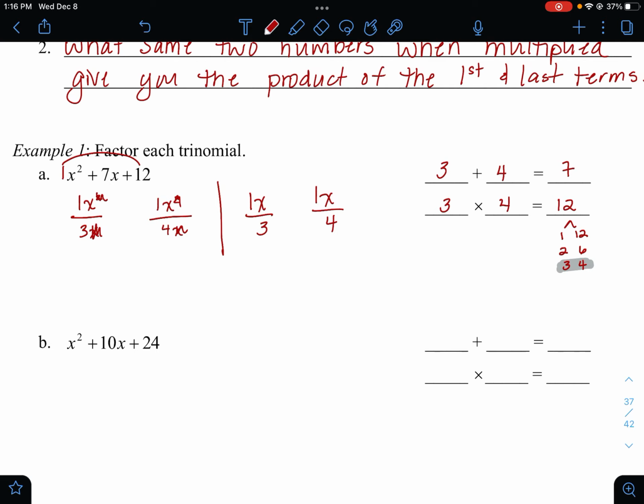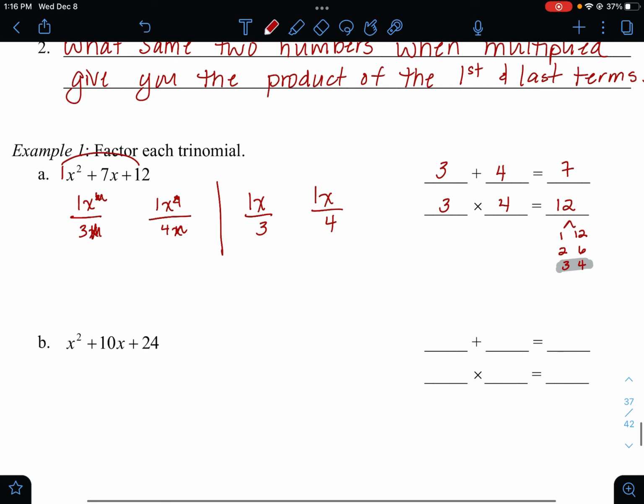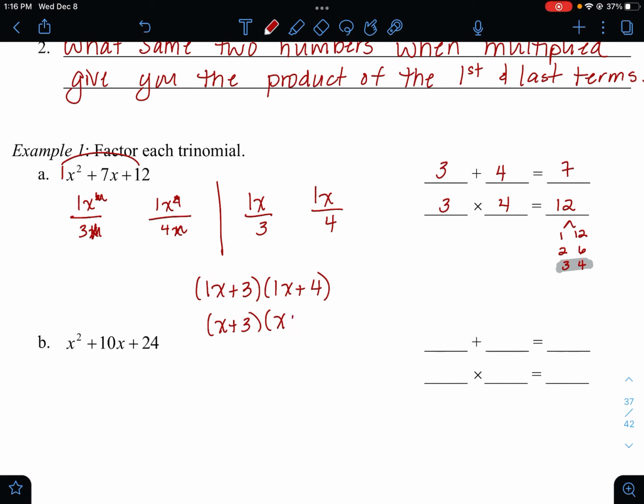So now I'm left with these fractions. Those fractions cannot be simplified anymore. So that's going to be my two binomials. 1x plus 3 times 1x plus 4. I don't really need the ones, so just x plus 3 times the quantity x plus 4. Okay?